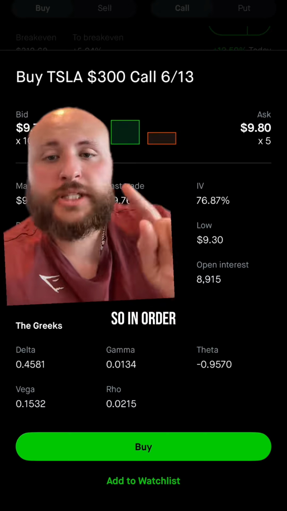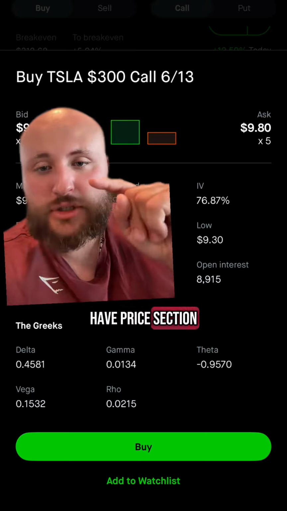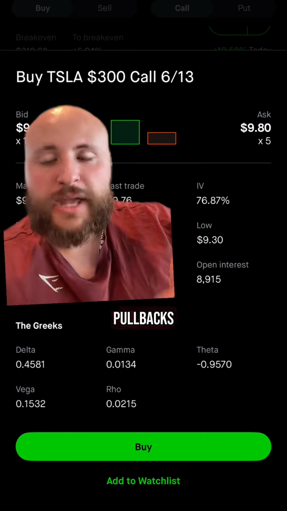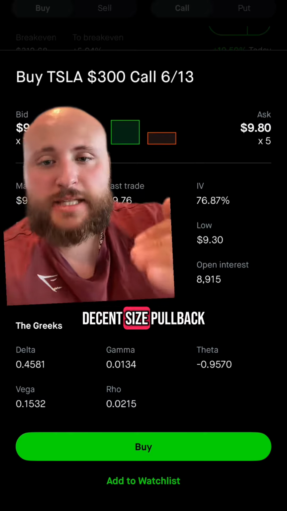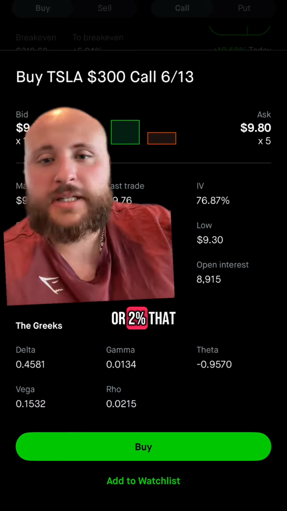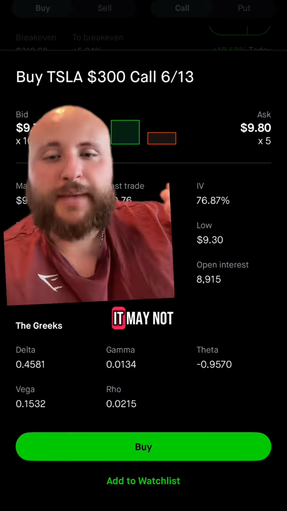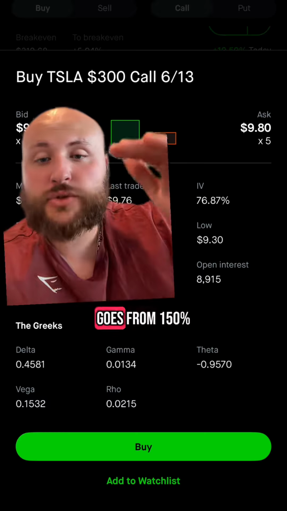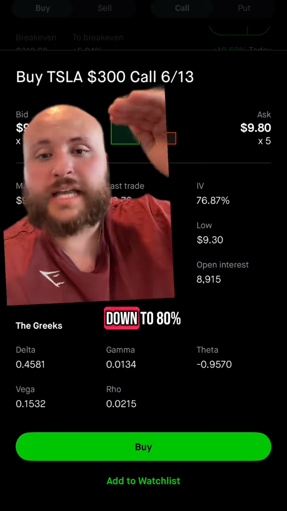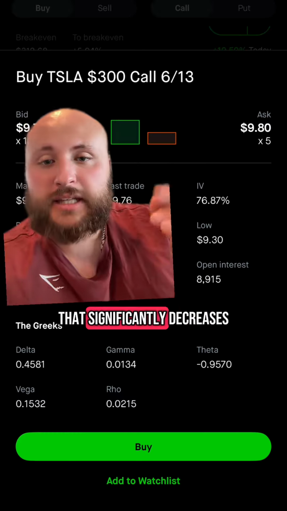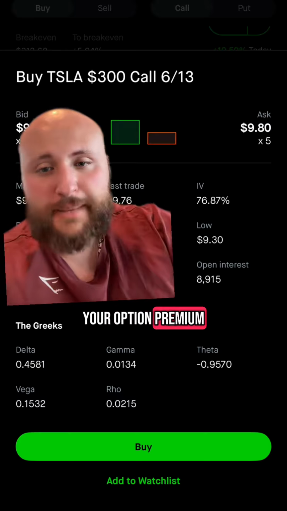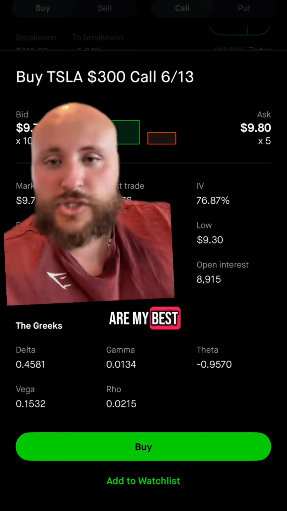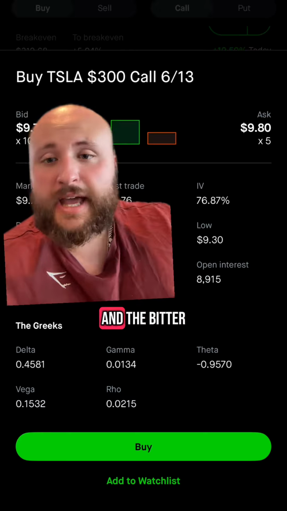So in order to play IV, you have to have price action continuously come up without any large pullbacks. As soon as you get a decent sized pullback, maybe like 1 or 2%, it may not seem that big of a deal, but with option contracts, if your IV goes from 150% down to 80%, that significantly decreases your option premium. So you have to take IV into account. IV and delta are my best friends when I trade option contracts, and the bid and ask tell me my stop loss.